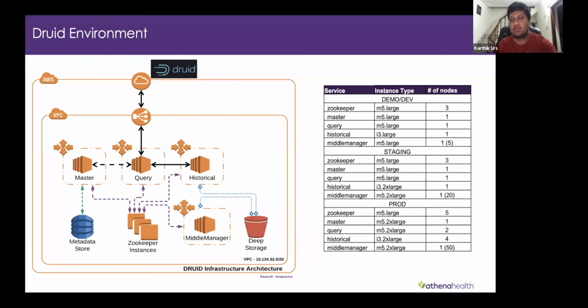On prod, SLAs are more strict, so we scale it up to 50 nodes just to make sure that the ETL is done faster.